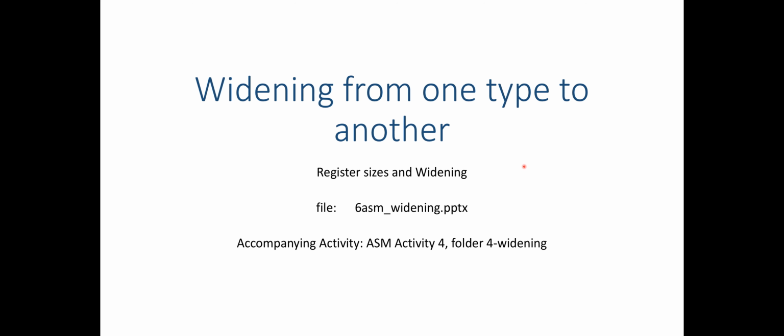Welcome to another episode of Assembly Language. Today we're going to look at widening from one type to another. This is done a fair amount in C code. You've seen it already. After this presentation, you should go ahead and try activity 4 in the folder called 4-widening.